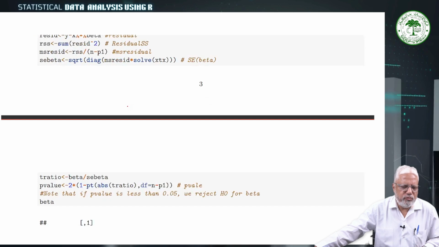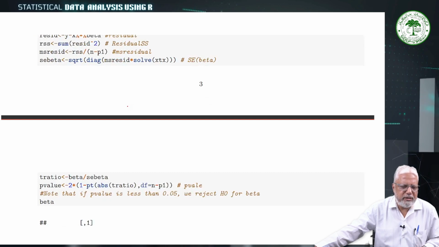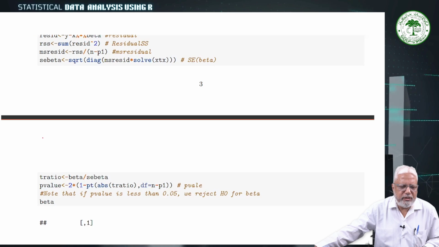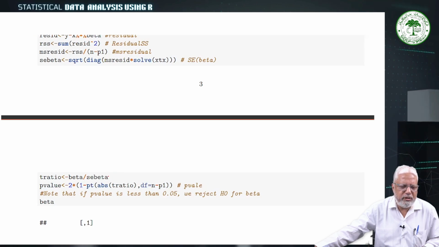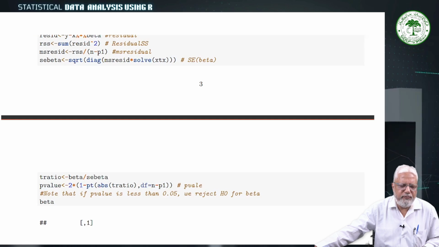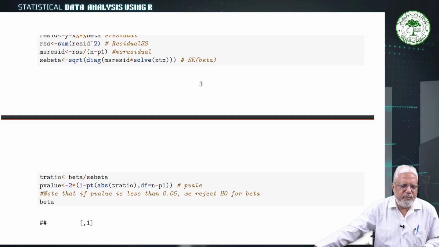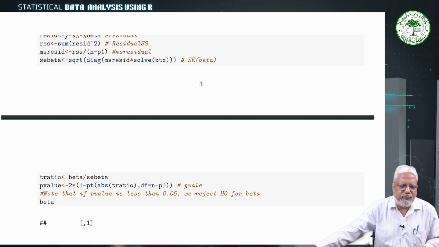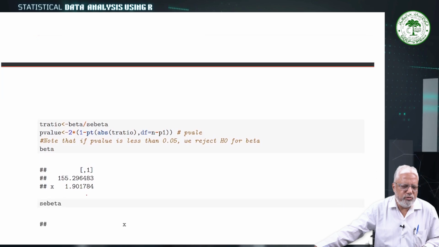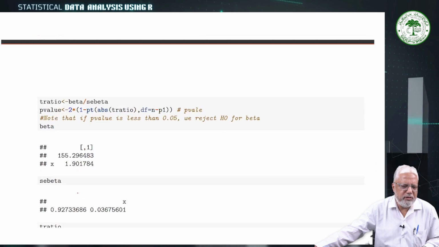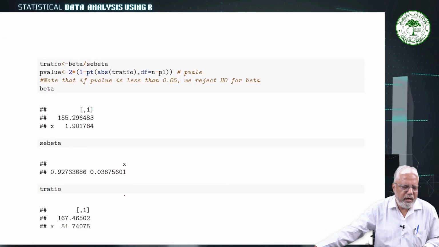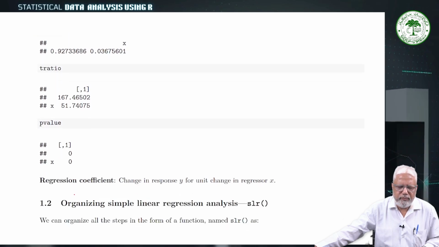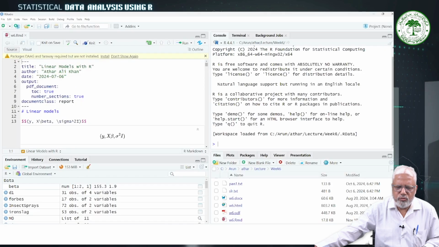And then T ratio is equal to beta hat divided by standard error of beta, and P value is twice into 1 minus PT, because this ratio follows a T distribution with the residual degrees of freedom. So, we have twice into 1 minus PT of the absolute value of T ratio, with degrees of freedom n minus P1, which is the residual degrees of freedom. Note that this is beta naught and this is beta 1, and the standard error of beta is this, and the T ratio is this, and the P value is here. So, this way we can get the results.